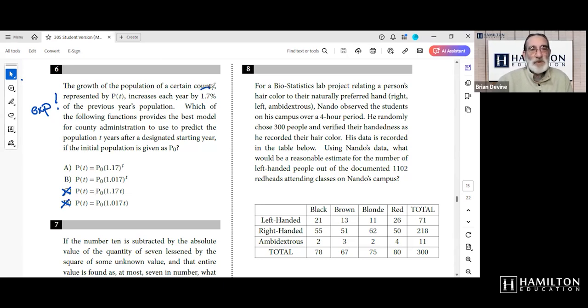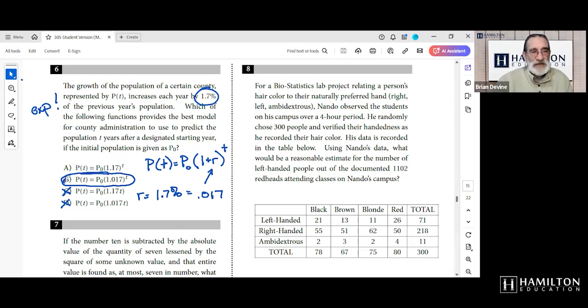And the fact that it went up by 1.7%, well, I'm going to relate that to the simple growth formula, which is going to be the initial value times 1 plus the rate to the time. And the rate here was 1.7%, which as a decimal would be 0.017. So I want the one that has 1.017 in parens, and then t as an exponent. So B is the correct answer.